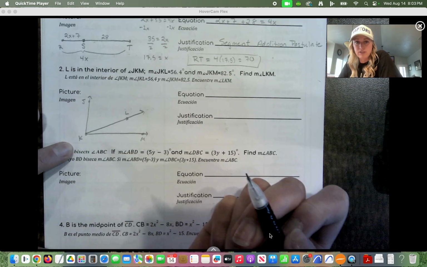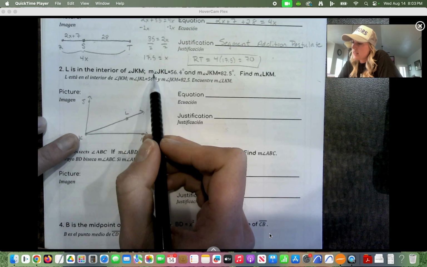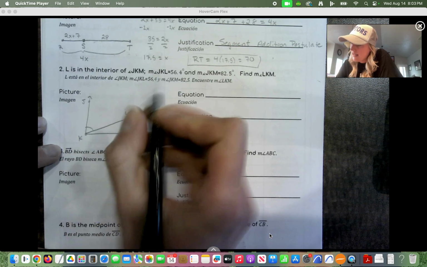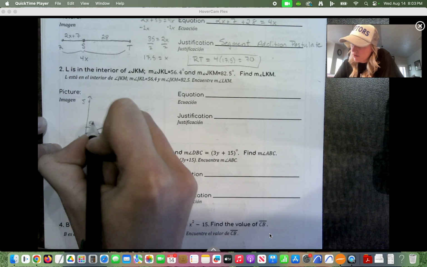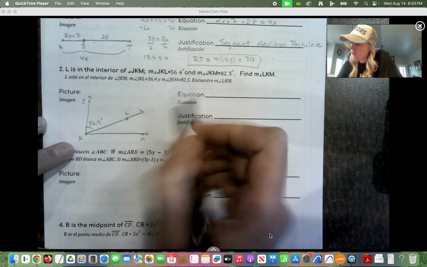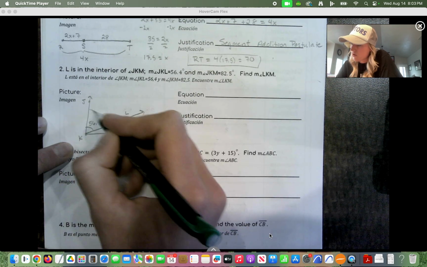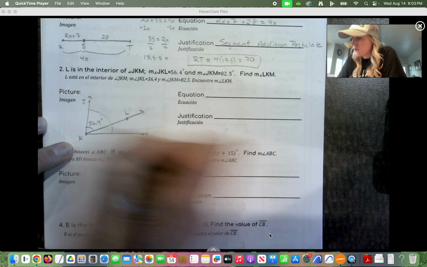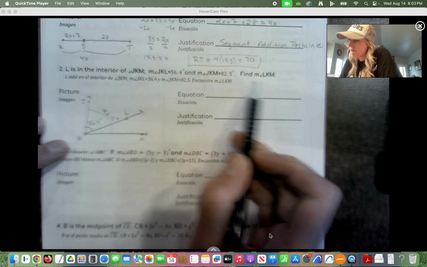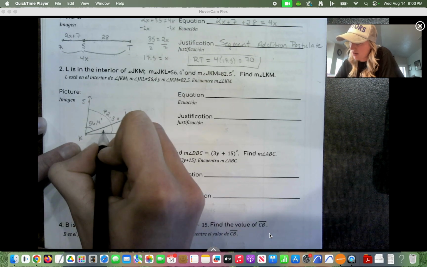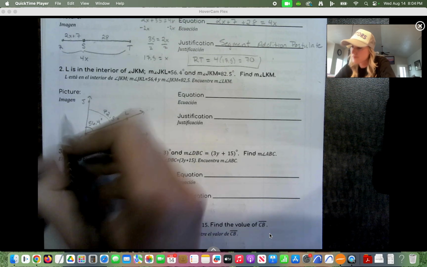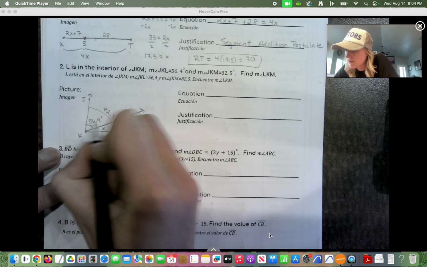two different angles here. So we are given the measure of angle JKL. So this angle right here is 56.4 degrees. Okay, and then the measure of JKM, so that's the whole thing. So this whole thing is 82.5. Find LKM. So they want me to find this one. I'm going to use X to represent that small angle. And I'm going to use two arcs to show it's different from this arc.